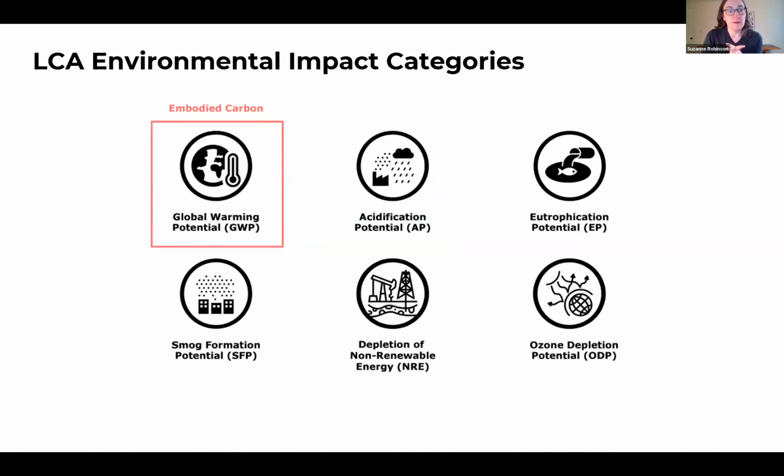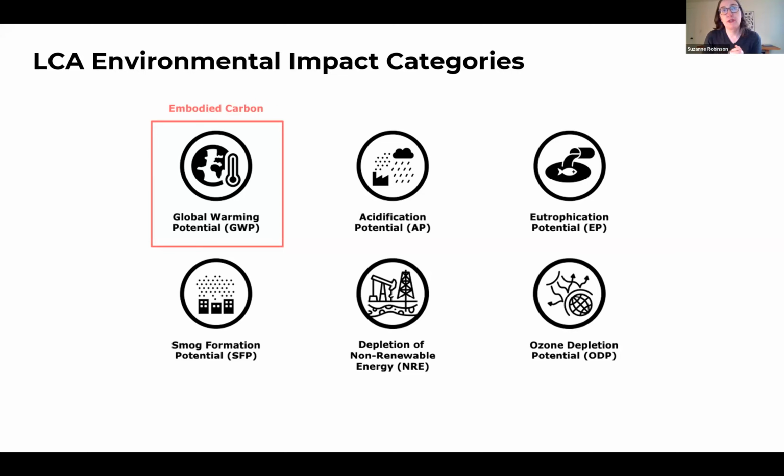So I did mention global warming potential. This is known as our embodied carbon. When we take a look at LCAs, we do understand there's a global impact, and so there are multiple factors that we want to consider. Climate change is a huge component of that, and that is related to our global warming potential. But there are other categories too that we want to be considering.